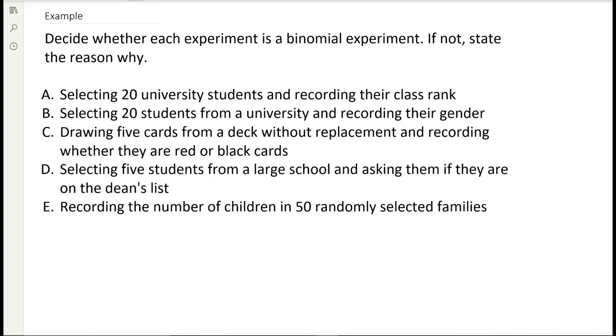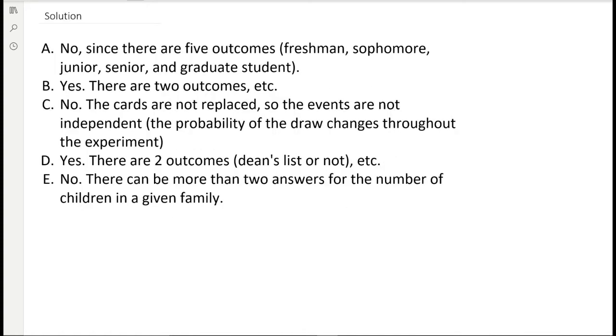So hopefully you kind of thought about that. We're going to go ahead and go over the responses for those. So for part A, no, because there are 5 outcomes. If you're talking about class rank, you could be freshman, sophomore, junior, etc. So there are actually 5 outcomes, which is more than the 2 outcomes that are required for it to be binomial.